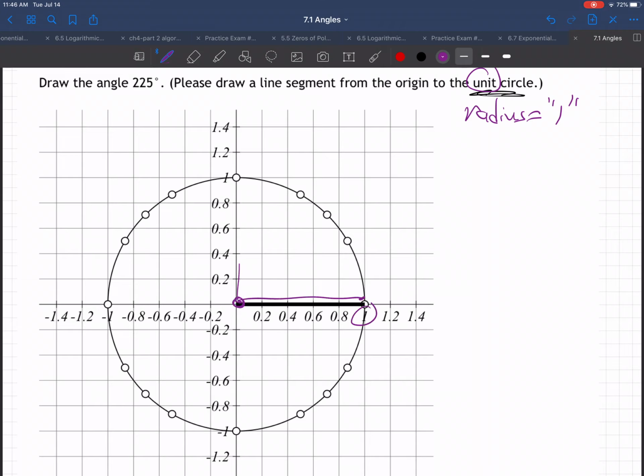You could go that way or straight up. It's 1, or left, it's -1, down to say 1. So the radius is 1 for this circle. It's the unit circle. We use it. It's convenient. You'll see why soon.